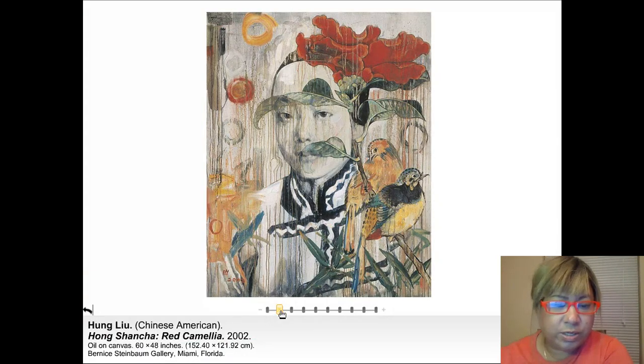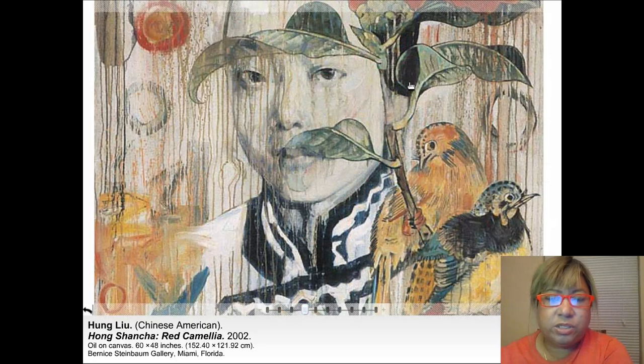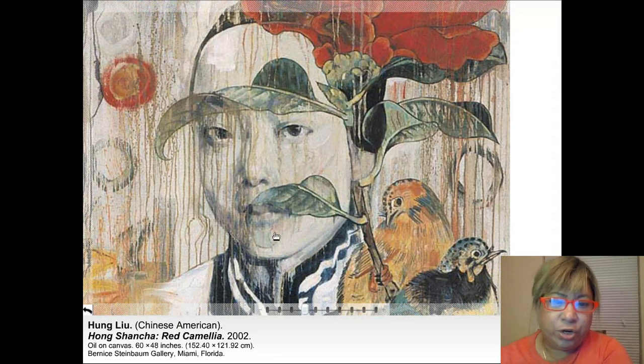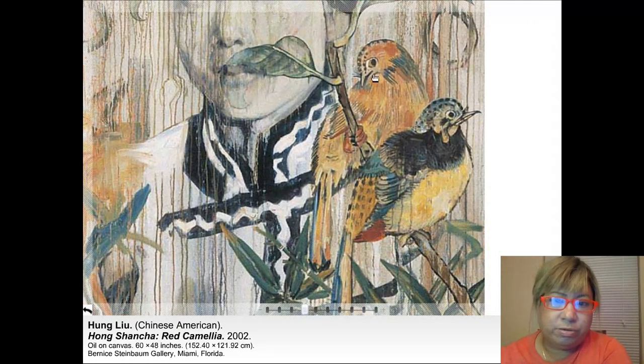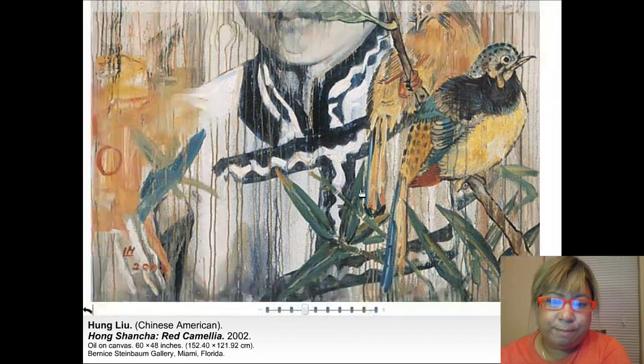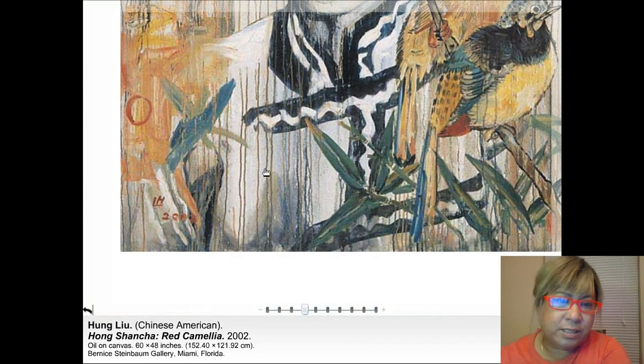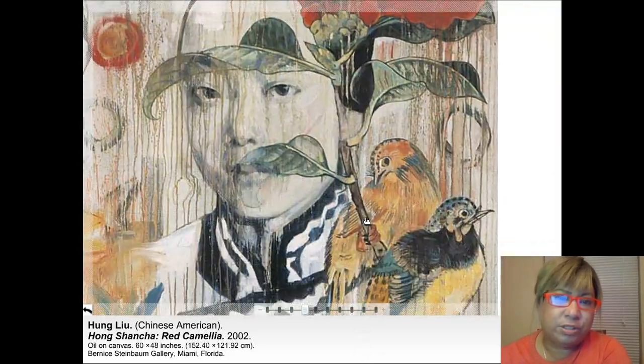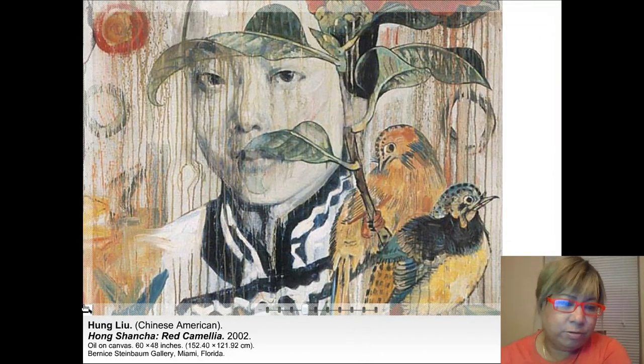And let's look at this one, the red camellia. So what do you see that are freeform shapes? We see flowers are living plants. I see leaves. I see a girl. What are those? I see some different types of birds. See some bamboo plants. So I see lots of freeform shapes in hers also. Very cool.